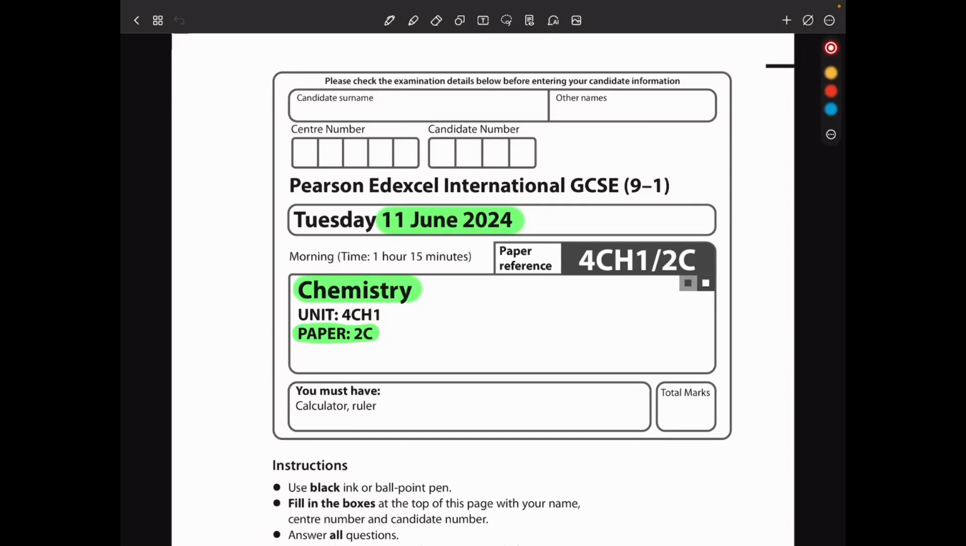Today we're doing the Pearson Edexcel International GCSE Chemistry Paper 2C for June 2024. Let's begin with the first question.